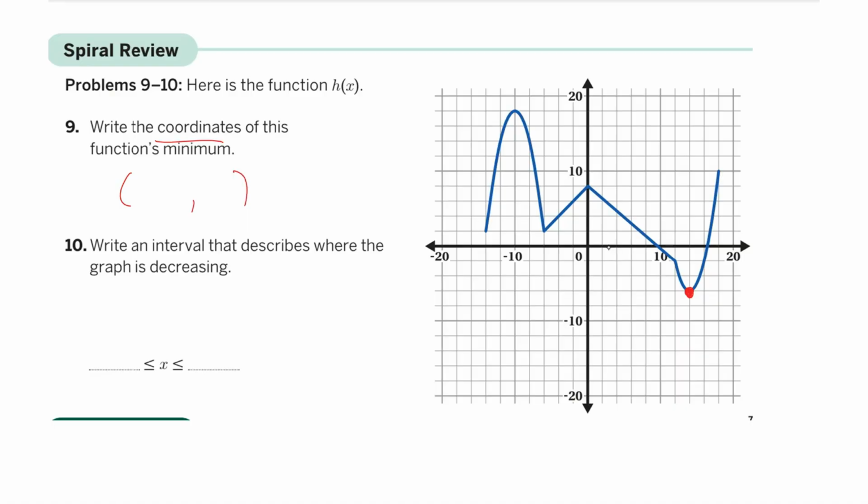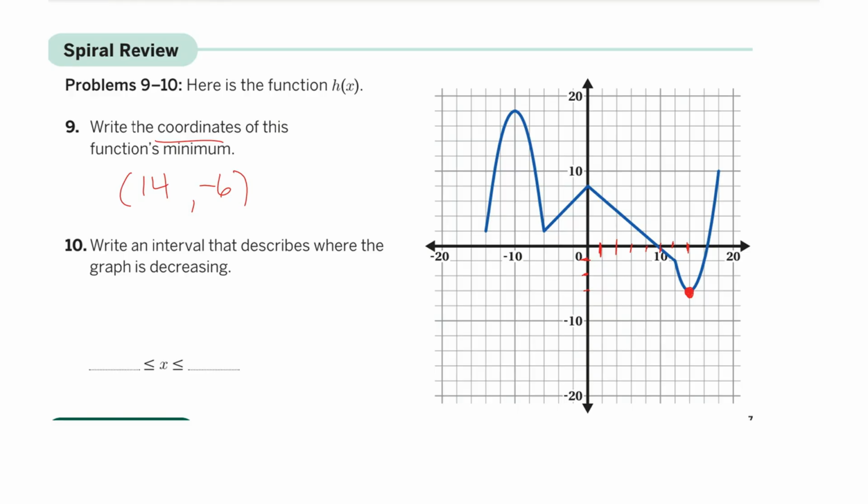My x value, it looks like this graph is going up by 2s, 2, 4, 6, 8, 10, 12, and 14. So x value of 14, and then it's going down by 2, so -2, -4, and -6. So my coordinates of the function's minimum is (14, -6).